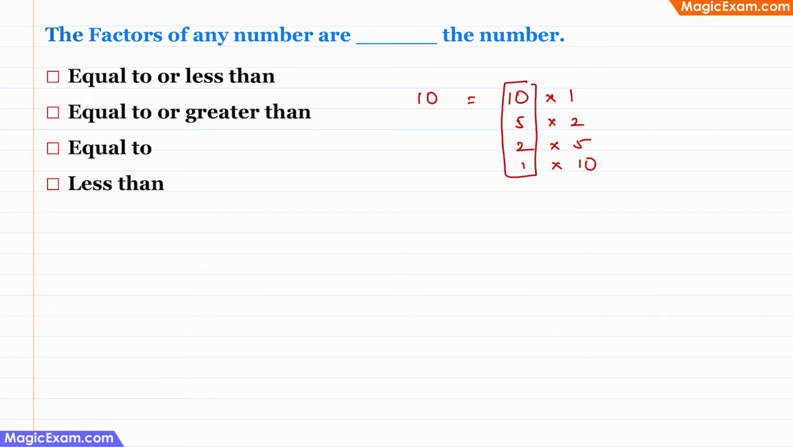Now, if you look at the relationship between the number and its factors, we see that there is one factor which is equal to the number and all the other factors are less than 10. Therefore, the factors of a number are equal to or less than the original number. Therefore, option 1 is correct.